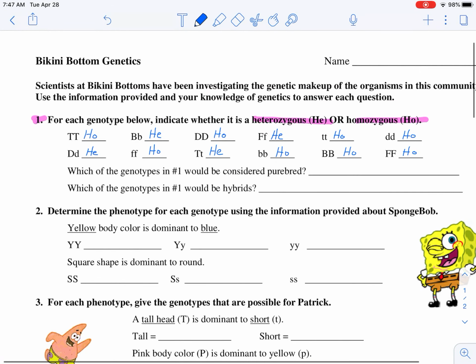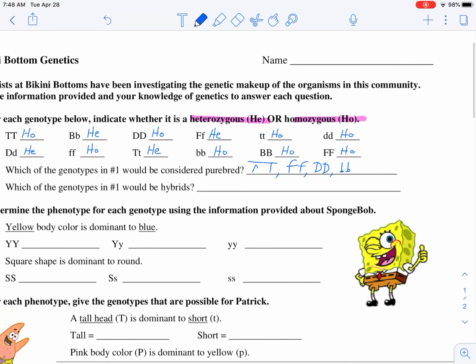For the second part of number 1, it says which genotypes would be purebred. Those would be all of the answers that you wrote HO for. So we've got the 2 capital T's, and we've got the 2 lowercase f's, 2 capital D's, 2 lowercase b's, 2 capital B's, 2 lowercase t's, 2 lowercase d's, and the 2 capital F's.